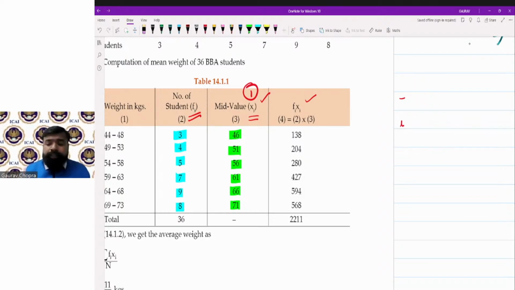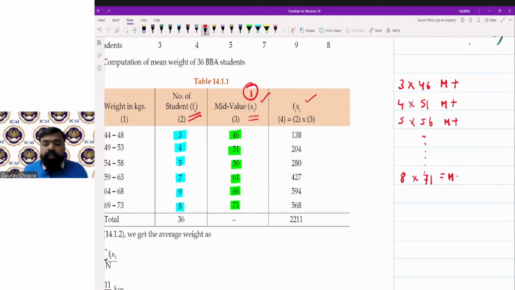So what you have to do, type on the calculator the first number, 3 multiply 46, and then press the M plus button. 4 multiply 51, again press M plus. 5 multiply 56, M plus. So in this way, do for all. The last one is 8 multiply 71 equal to M plus. Okay, first step is this.